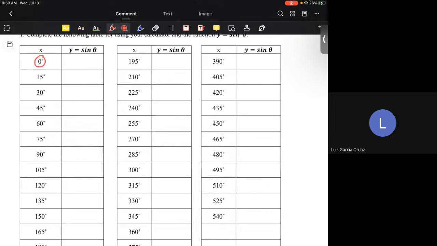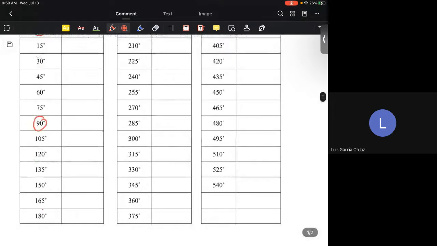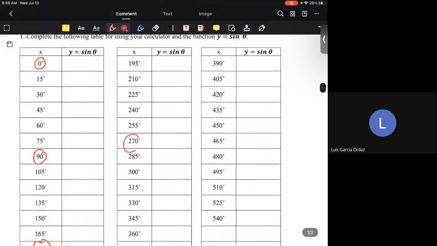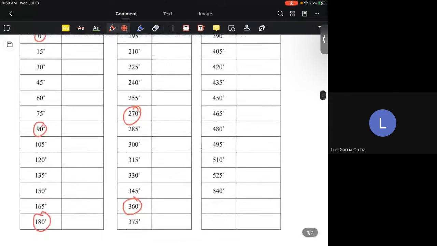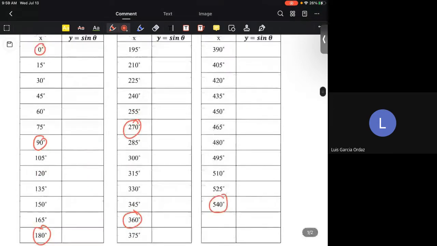We'll focus on 0, 90, 180, 270, 360, 450, and 540. So all you're literally doing here is just punching in sine on your calculator, then the angle, so in this case 0, and pressing equal. So when I have sine of 0, I get a value of 0.